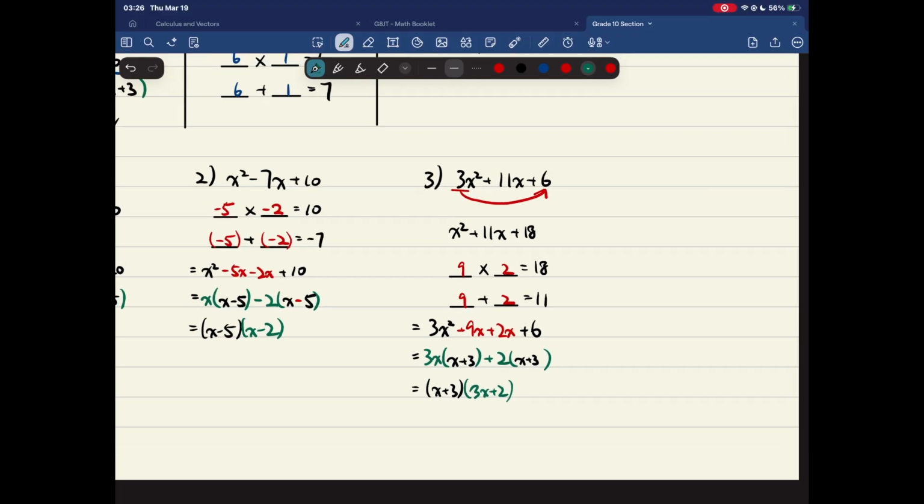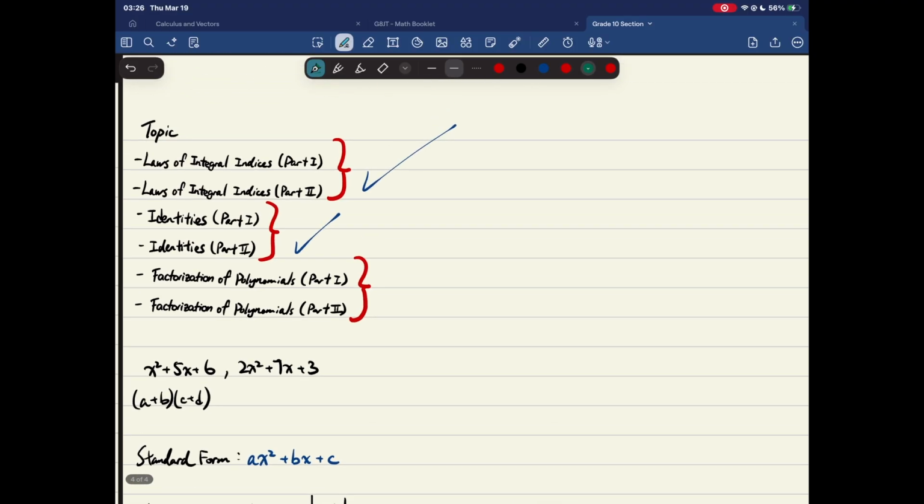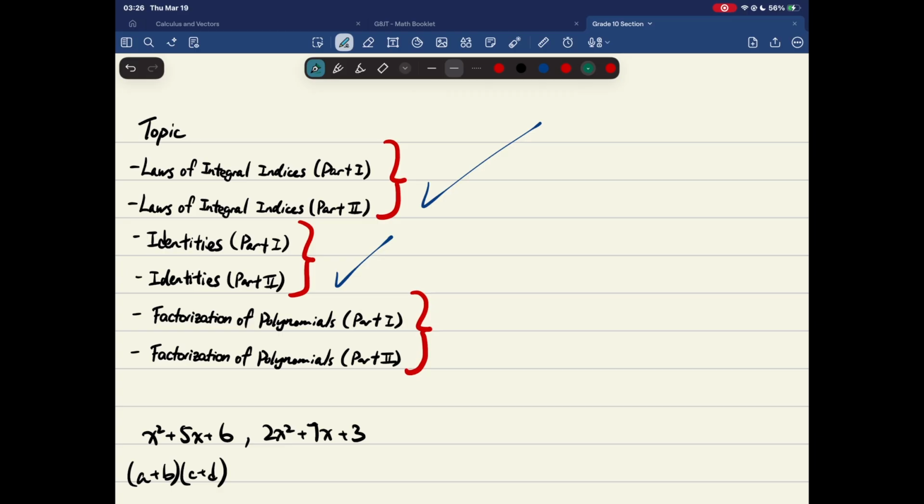So this is the whole lesson for factorization. And probably in the next video, I would factor higher polynomial expressions, or I would do trigonometry.